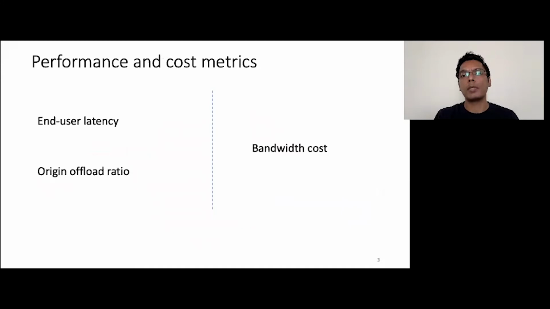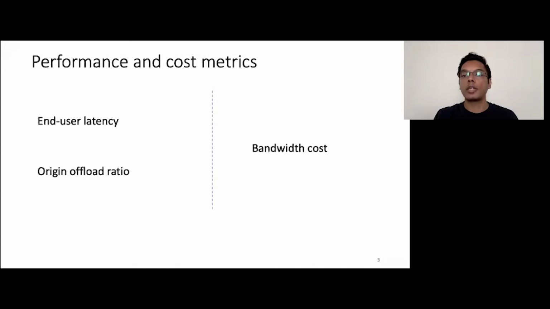CDNs have multiple performance and cost objectives that they would like to optimize. Three important ones are the end user latency, which is the time between requesting a content and sending it back to the end user, the origin offload ratio, which measures the fraction of content delivered by the origin, and the bandwidth cost, which is the cost of delivering content due to cache misses.